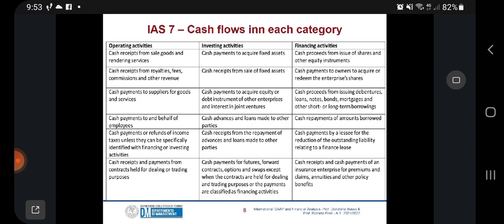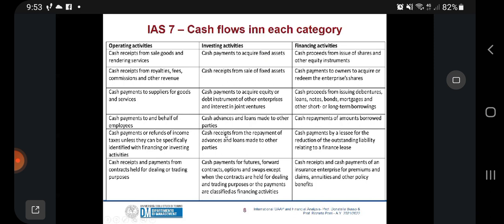Cash payments to acquire fixed assets. Now, if you buy a fixed asset, that will increase the amount of fixed assets in the balance sheet. Cash receipts from sale of fixed assets. Whenever you sell a fixed asset, you will receive some money, and this represents the cash receipts, or the cash inflows. Cash payments to acquire equity or debt instruments of other enterprises. This is, in simple words, investment in securities of other companies.